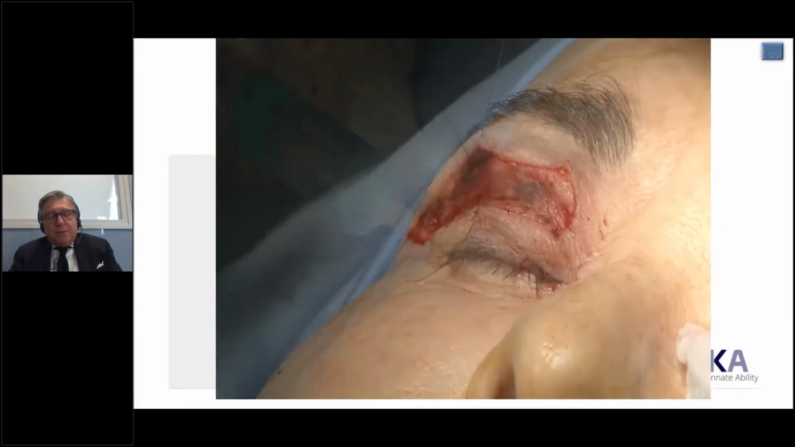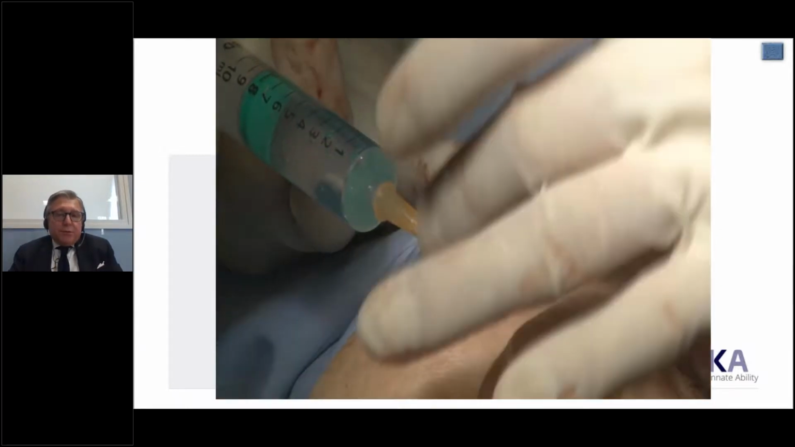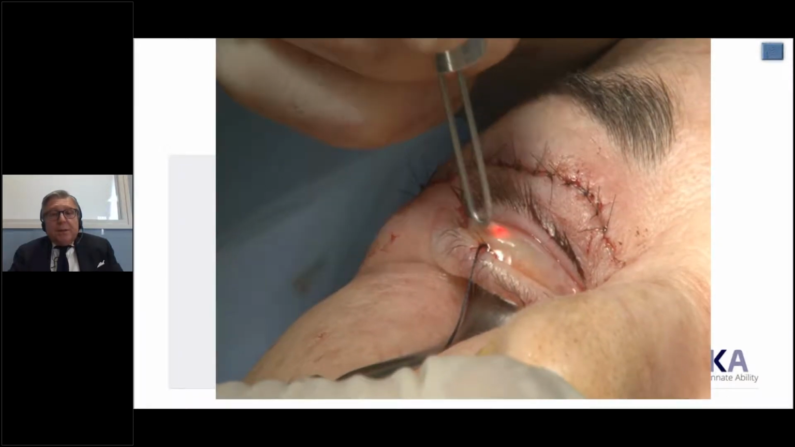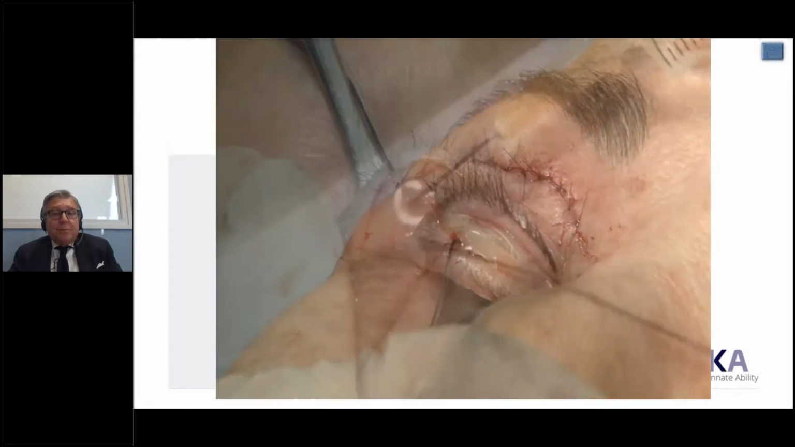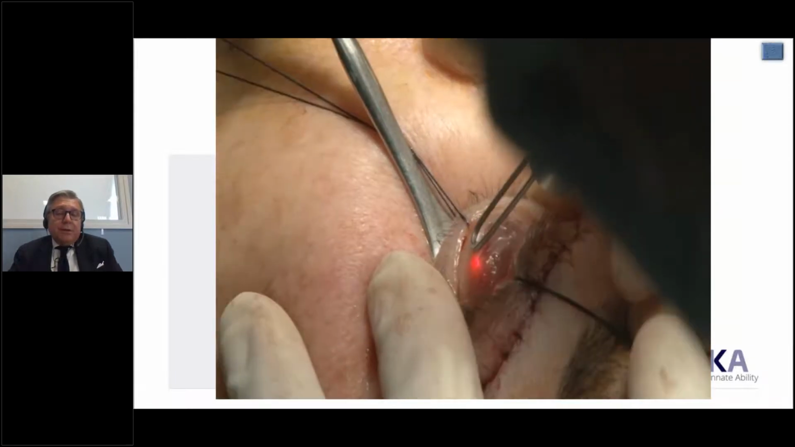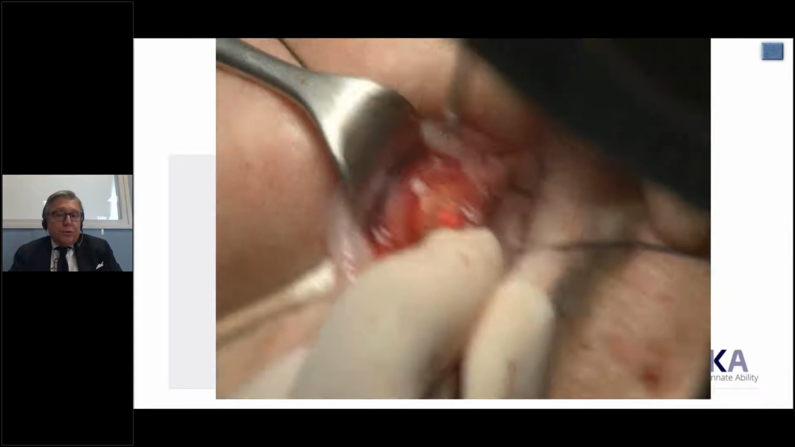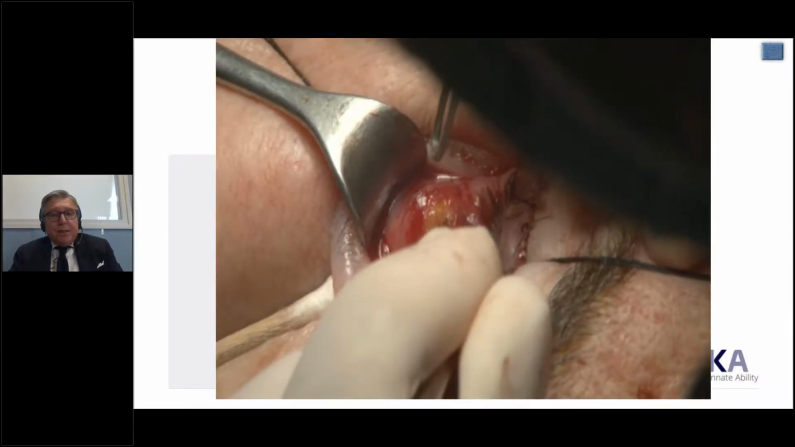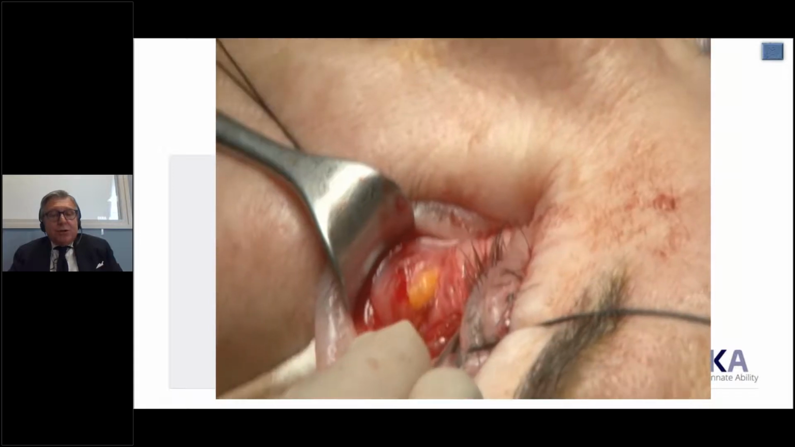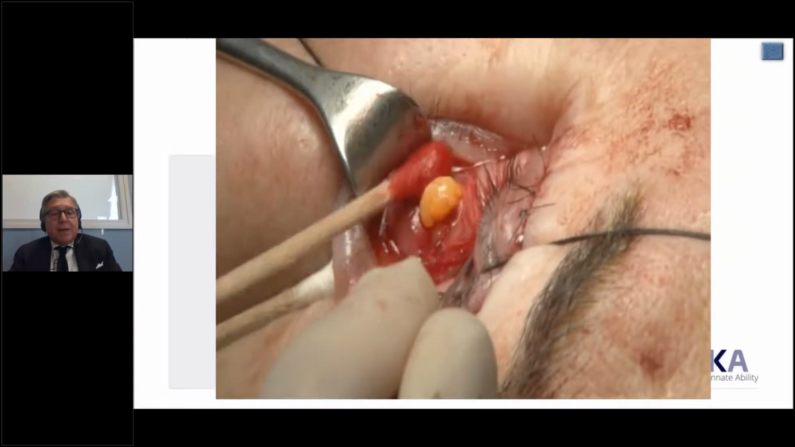So we can see this kind of procedure, but we can adopt any kind of stitches application. Then we perform the transconjunctival blepharoplasty. We can use intralesional anesthesia, or you can use a local regional anesthesia, and you have to pull out the fat after the incision of the conjunctiva.